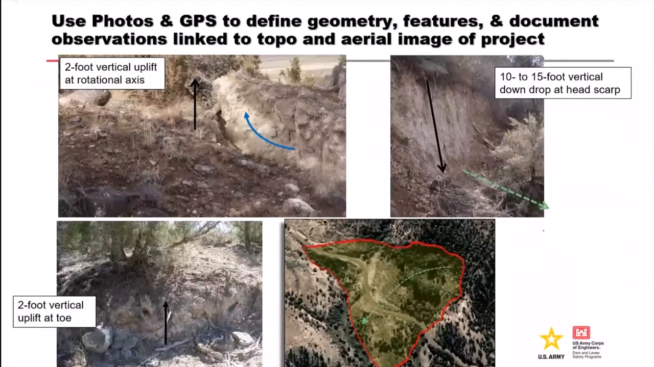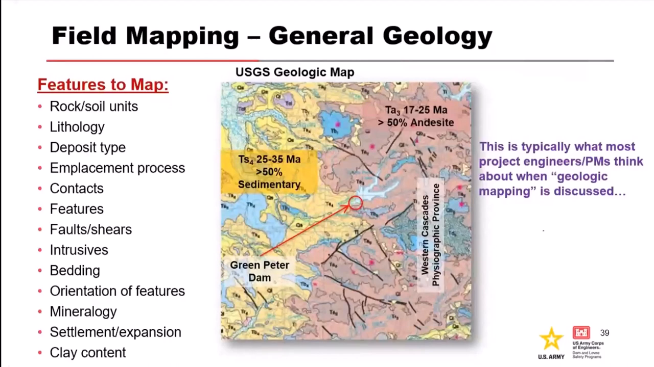I used the photos and GPS to define geometry, directions of movement, for example. So here we have a scarp near the bottom of a landslide, or we have rotational features. The direction of things that are moving, you can also map those with notes or with arrows or with vector type evaluations.